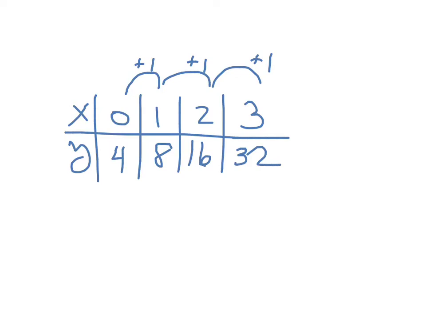The first one's going up by 4, and then the second one's going up by 8. And then the last one's going up by more than 8. Anybody know what the last one goes up by? 16. Okay.